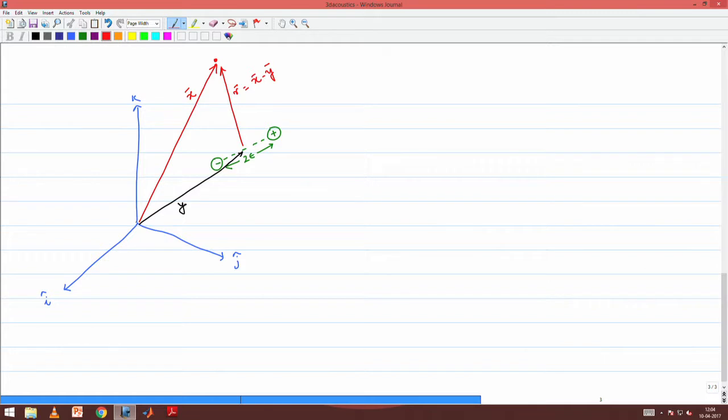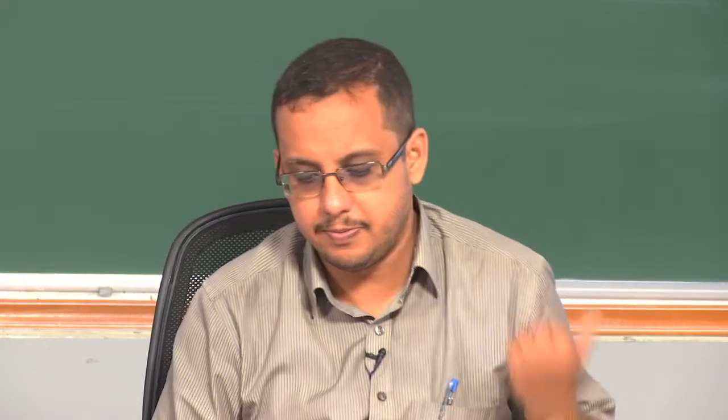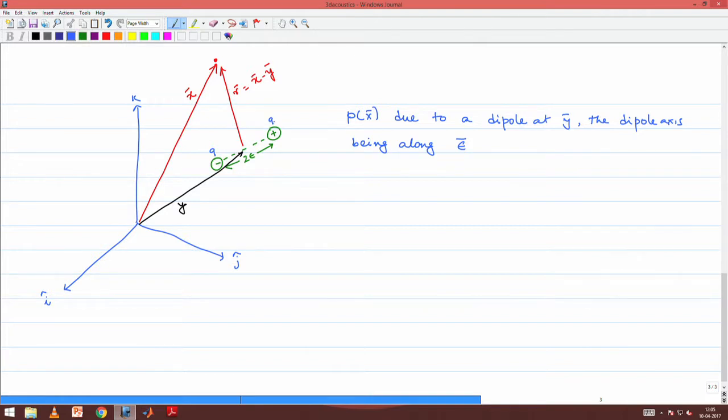We were interested to determine the pressure at the point x due to a dipole at y, the dipole axis being along the vector epsilon. So, this 2 epsilon or epsilon is going to indicate the direction of the dipole axis from the negative monopole to the positive monopole. Again exactly the same situation holds, that both of the monopoles have volume velocity source of magnitude q. It is just that one is coming with a minus sign.